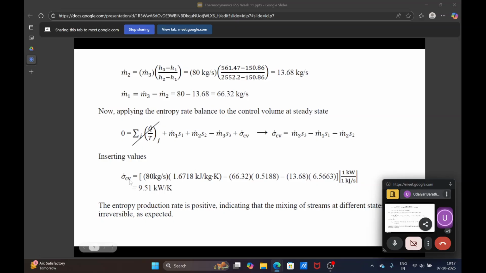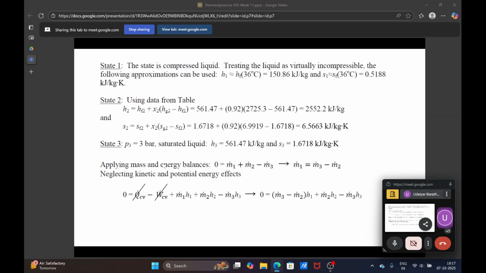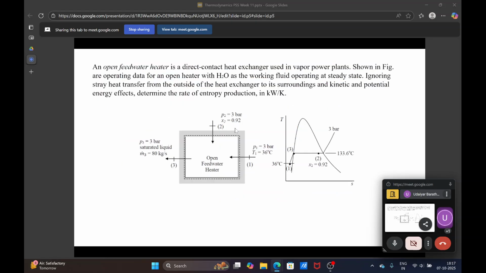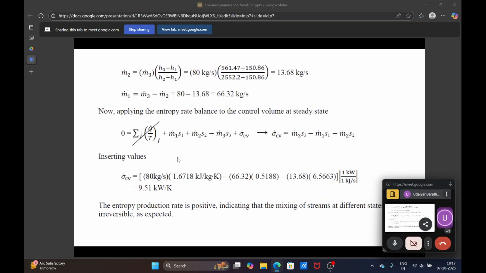You can see that the entropy generated is positive, and that's what the second law says, that entropy generated is always greater than 0. That's what we see here, 9.51. This says that the process is irreversible because you are mixing two streams at different temperatures. So getting it back is also difficult. You cannot reverse it, and that is given by this positive value of entropy generated.